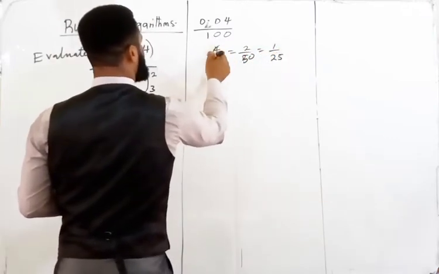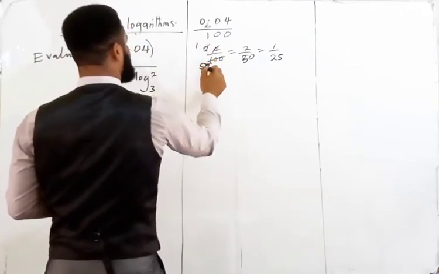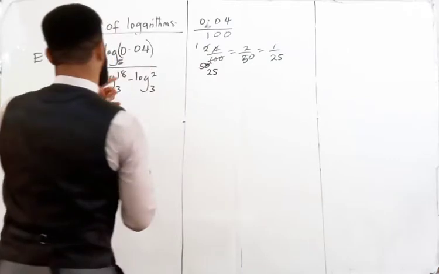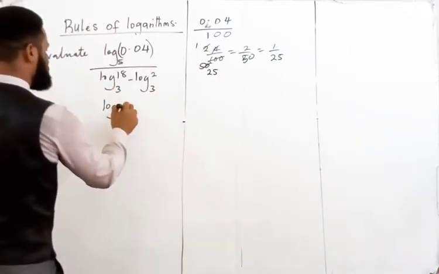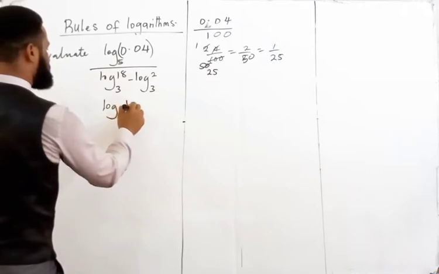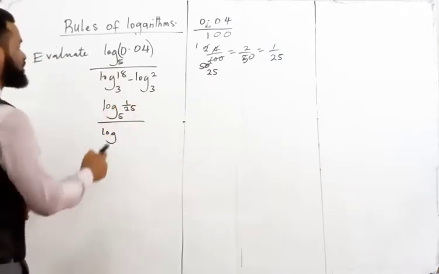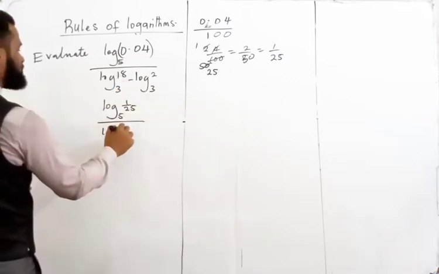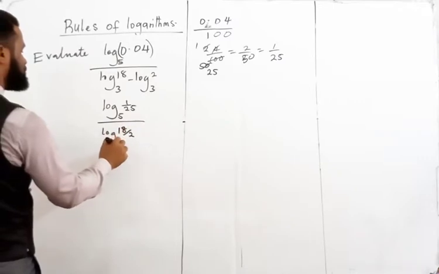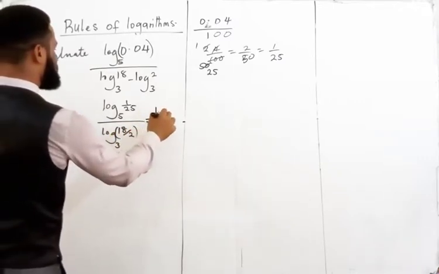What I did: 2 divides this is 2, 2 divides this is 50, 2 divides this is 1, 2 divides this is 25. So I have log base 5 of 1 over 25, all over. Remember the rules of logarithms. They have the same base. They are subtracting. Therefore, 18 over 2 is the answer. So this is the same thing as log.